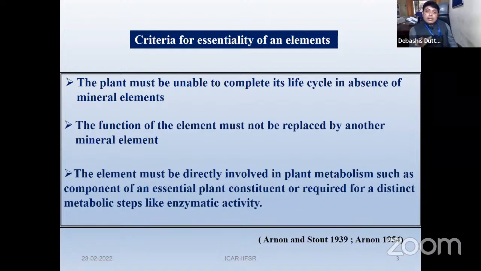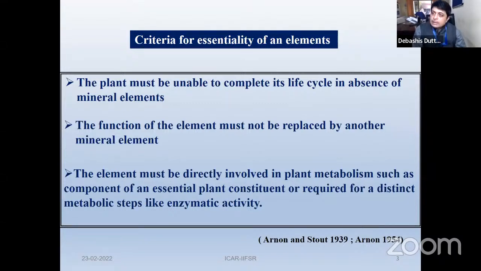And what is the criteria of the elements? The plant must be unable to complete its life cycle in the absence of the mineral nutrient. That means that without this element, the plant cannot survive or complete its life cycle from seed to harvest. And the function of the element must not be replaced by another mineral element.